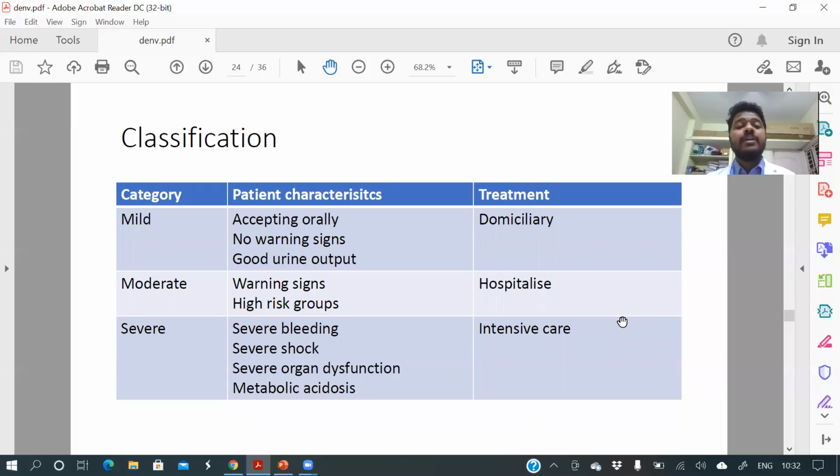So moderate dengue is where the patients will be having warning signs, and the patient will be belonging to the high risk groups, like aged people or infants, or immunodeficient persons, or patients with diabetes, hypertension. These, I'm talking about adult patients. Regarding pediatric patients, mainly we have to consider infants, those who are immunodeficient, and those who are on steroid therapy. So treatment will be like we have to hospitalize, and then fluids have to be given. The fluid resuscitation I will be discussing in the upcoming slides. And severe dengue are the ones which have characteristics like severe bleeding, severe shock, severe organ dysfunction, and metabolic acidosis. Those are the people who will be needing intensive care.